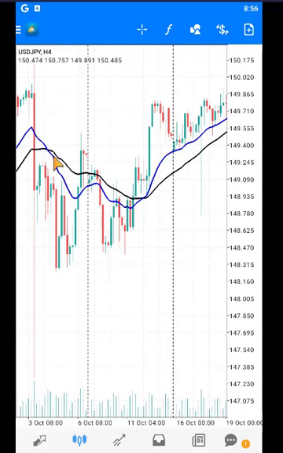As you can see over here, this is the USD JPY H4 time frame. The blue moving average, which is the 21, is below the black moving average, which is the 50. Remember, just like I said earlier, the color can be any color. It's just for you to identify which of them is the 21, the fast, and which of them is the 50, the slow.